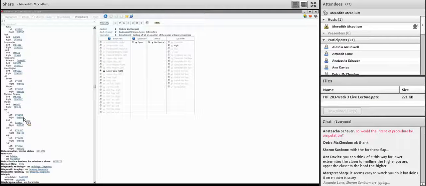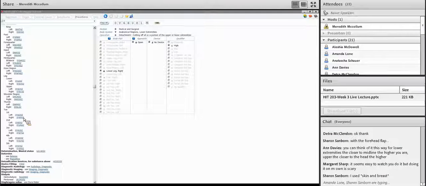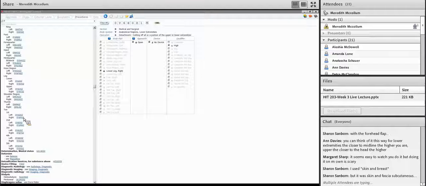With the forehead flap. There we go. Closer to the head is higher. Perfect. Margaret, some days it's scary for me too. I use skin and breast with the forehead flap. Was it a certain question? Oh, skin and fascia. Yeah. You got to see how far they go down. That's real important. So if they just do that very top layer, that's considered basically skin and subcutaneous tissue. But if they go down further, it's considered the fascia.